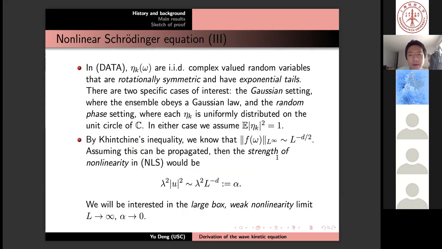Okay, so this is a setting, and essentially, if you consider rescaling back to the unit torus, then you're considering random initial data where the Fourier modes are supported in the ball of size L, and these Fourier modes are essentially independent and uniformly distributed.